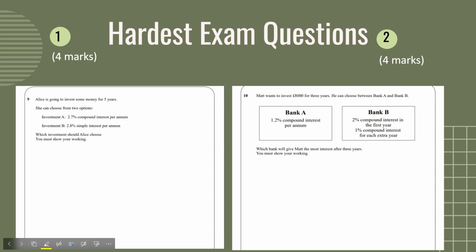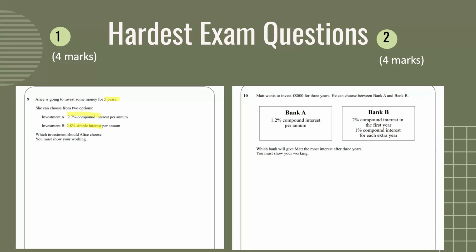So, Alice is going to invest some money for 5 years. She can choose from 2 options. Investment A, 2.7% compound interest per annum, or investment B, 2.8% simple interest per annum. Which investment should Alice choose? You must show your working.